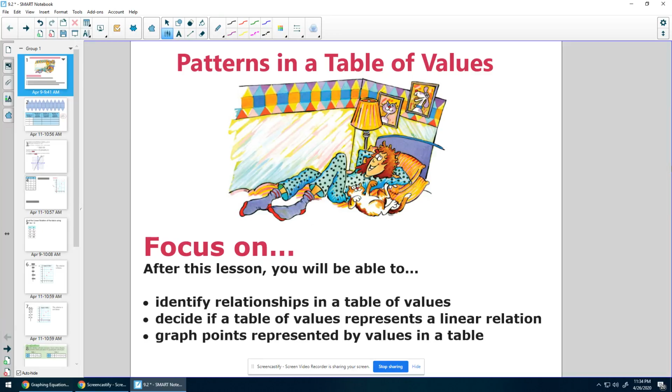What is this? 9.2 in the textbook. Patterns in a table of values. After this lesson, you will be able to identify relationships in a table of values, decide if a table of values represents a linear relation, and graph points represented by values in a table.